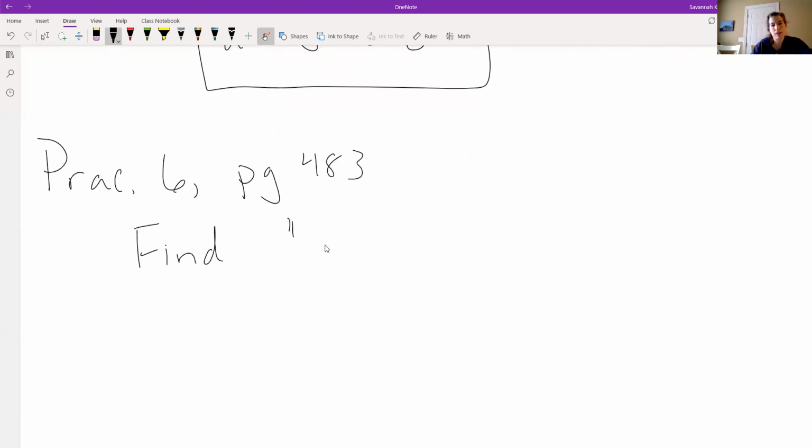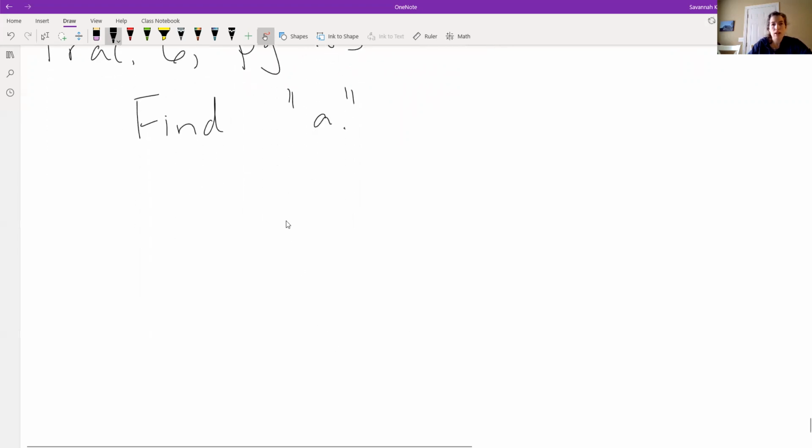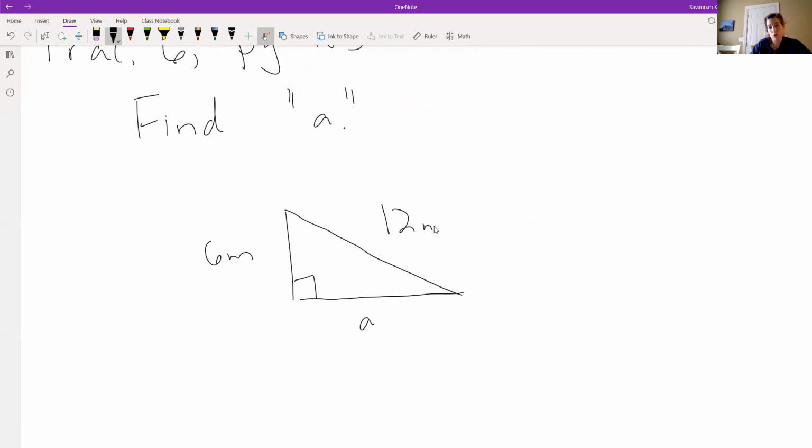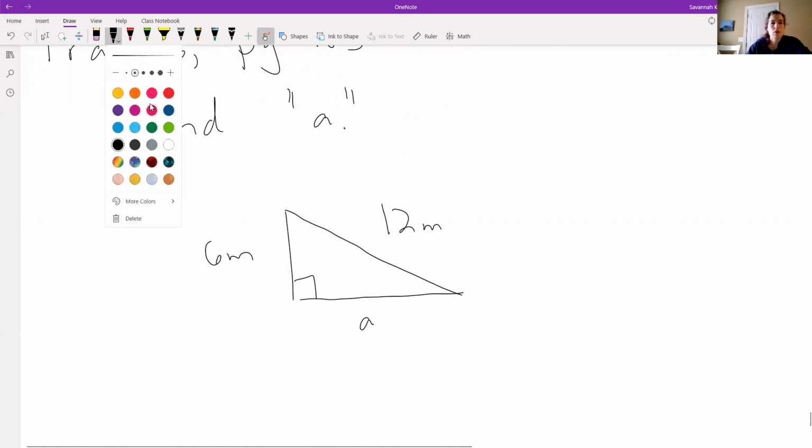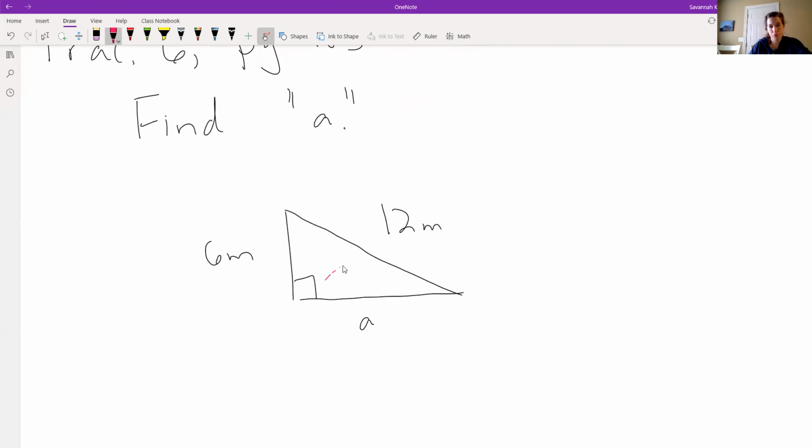And I think they say find the unknown leg, but they call it A, so I'm going to find A here. So here's our right triangle, 6 meters. Notice this is a true word problem, units and all. So I have to be careful that my answer is in terms of meters. Okay, so this is going to be C.